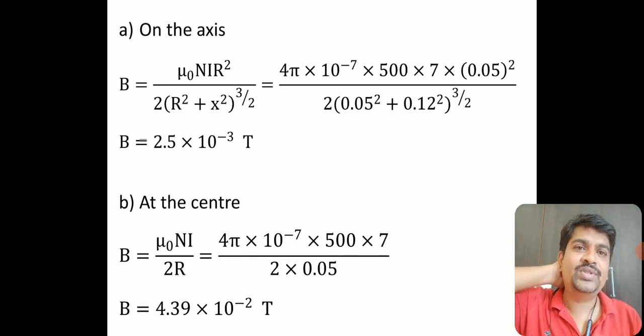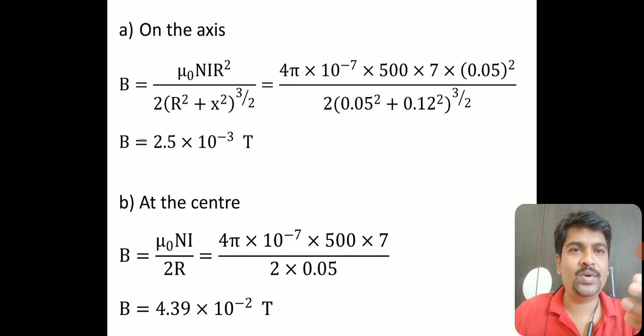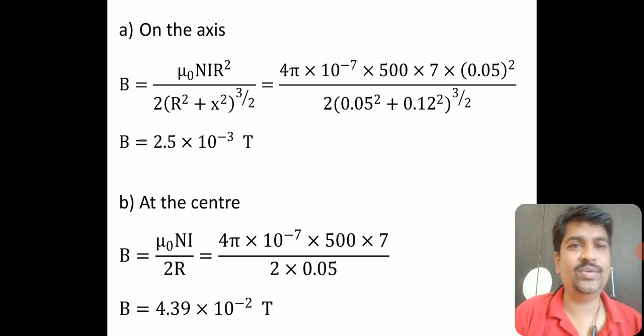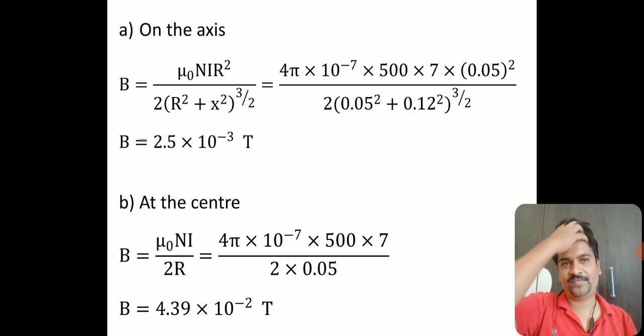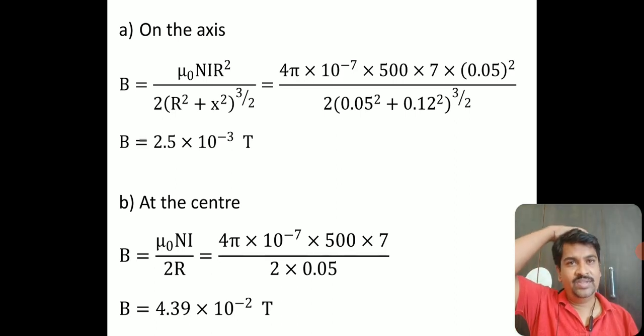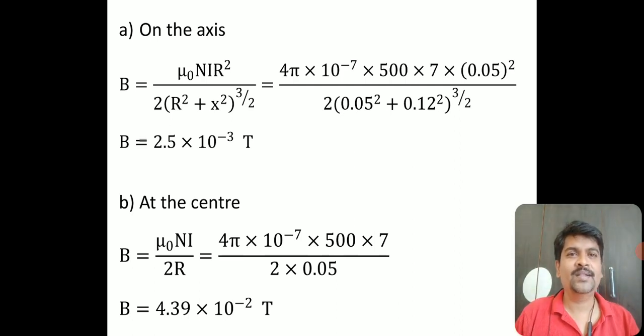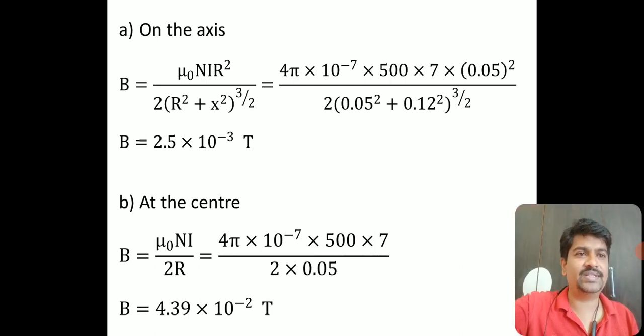So substitute each and every term. Mu naught as 4 pi 10 to the power of minus 7, N is the number of turns, and the current flowing is 7 amperes, divided by 2 into 0.05. You will get the magnetic field as 4.39 into 10 to the power of minus 2 Tesla. So with these two formulas I have calculated the magnetic field due to a circular coil which has n number of turns. Students, the second equation you can easily deduce from the first equation.